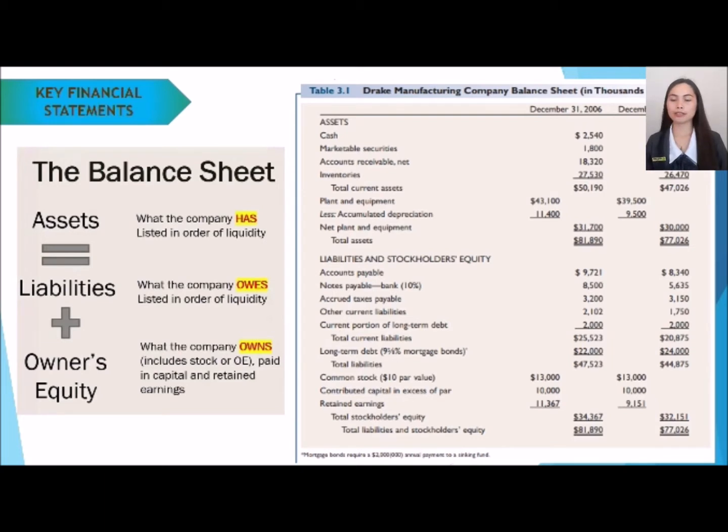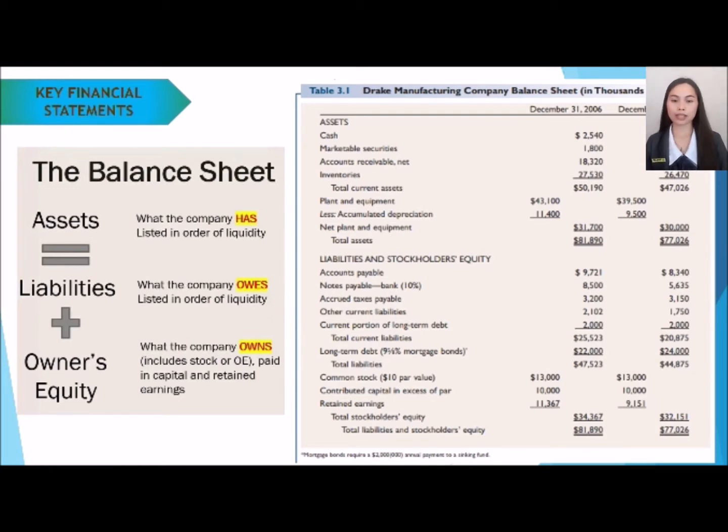So the balance sheet is a financial statement that reports a company's assets, liabilities, and owner's equity. Assets is what the company has, liabilities is what the company owes, and owner's equity is what the company owns. So the balance sheet is based on the fundamental equation, assets equals liabilities plus owner's equity. Table 3.1 on your screen contains information on Drake's assets, liabilities, and stockholders' equity. The figures provide a snapshot view of the firm's financial health on December 31, 2006 and December 31, 2005.